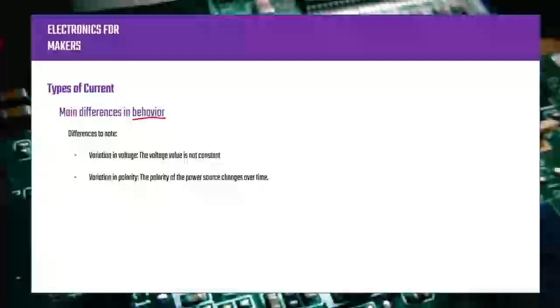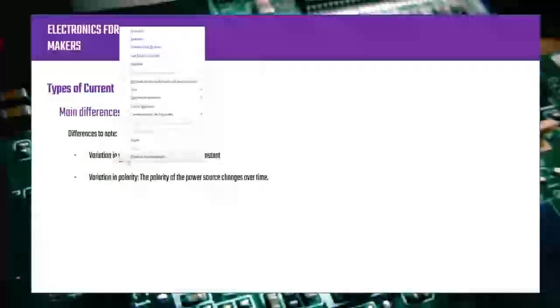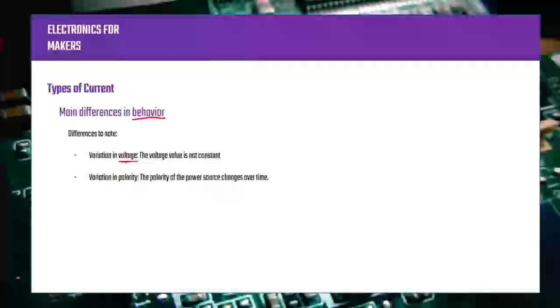Okay, that's the difference. The main difference is that this current can vary in voltage, so the voltage value may not be constant, and it may change in polarity. Changing the polarity means that the positive and negative switch from time to time. The one that is positive becomes negative and vice versa. You may think, that's some strange behavior. Yeah, but stick with me for a second.